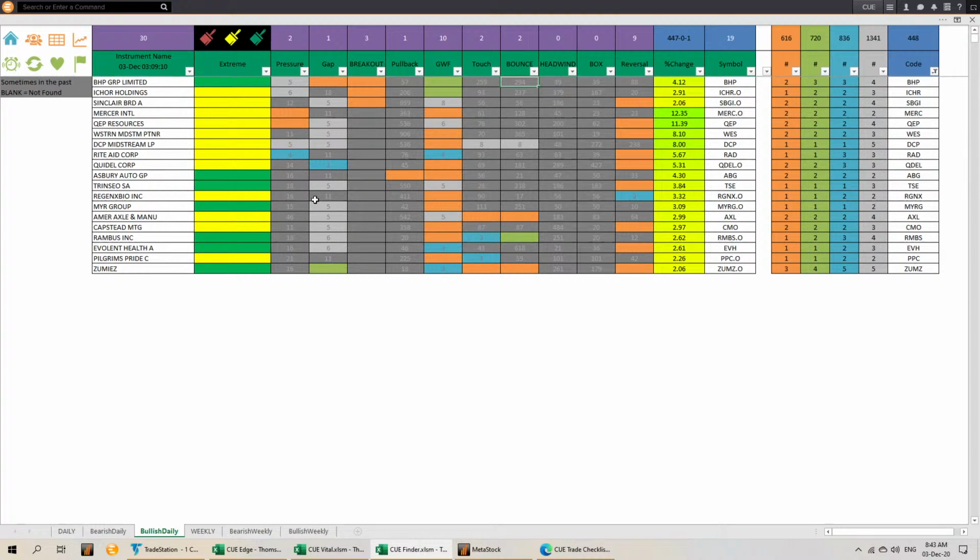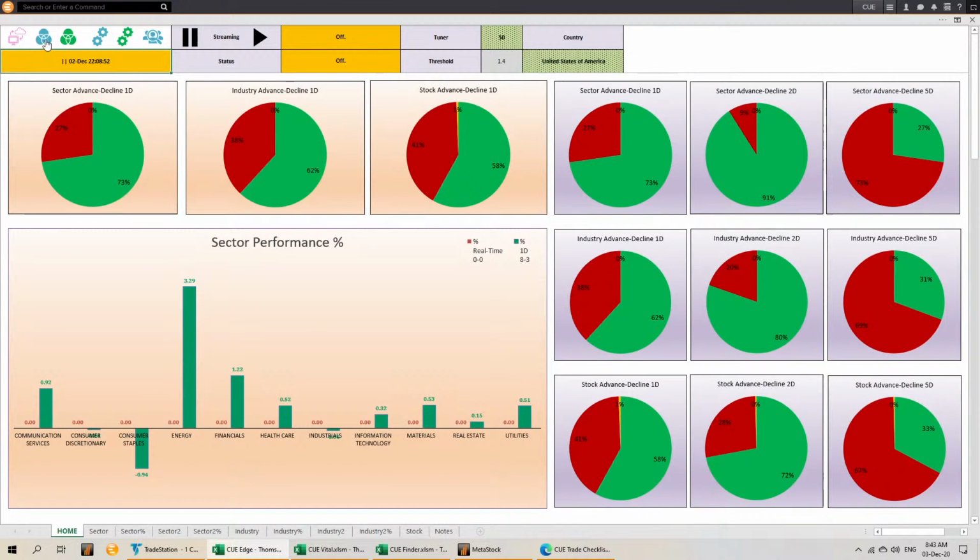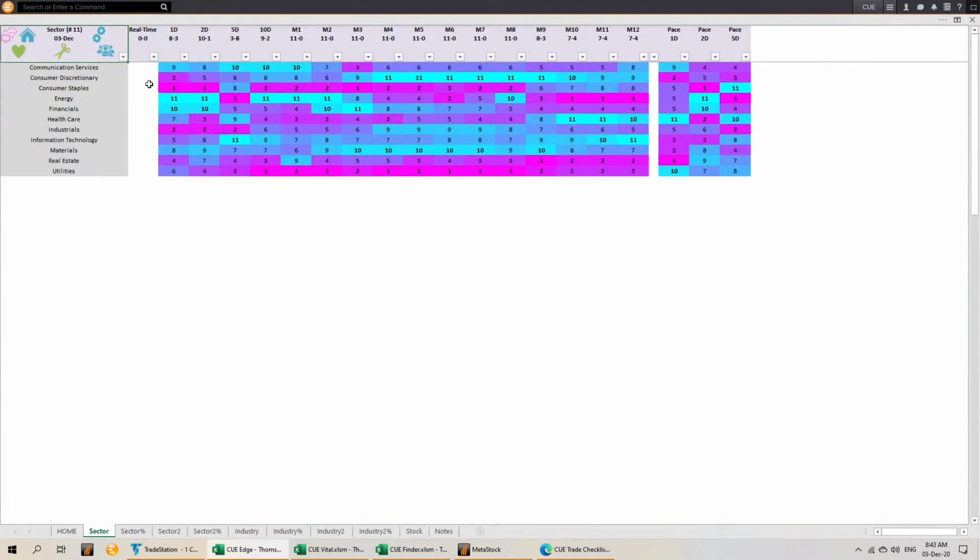Now let's do a top-down approach where I start with QEdge, go to the sectors. I could go to the sectors, or I could go to the industries, or I could go to the stocks directly using the different action buttons.